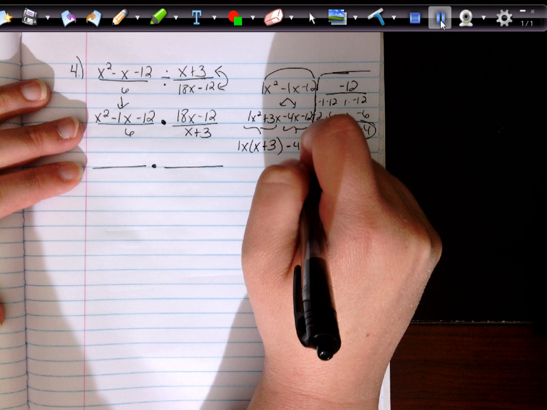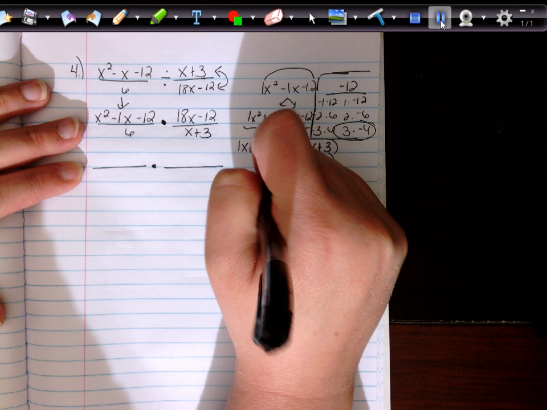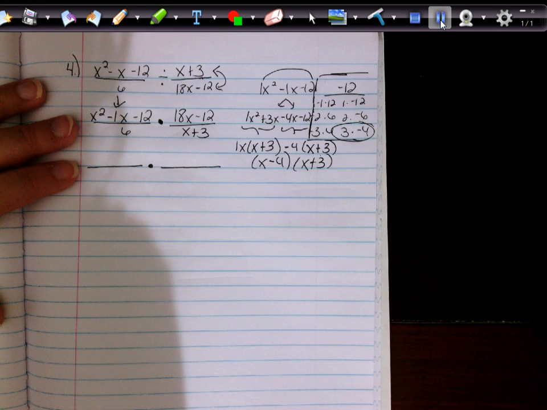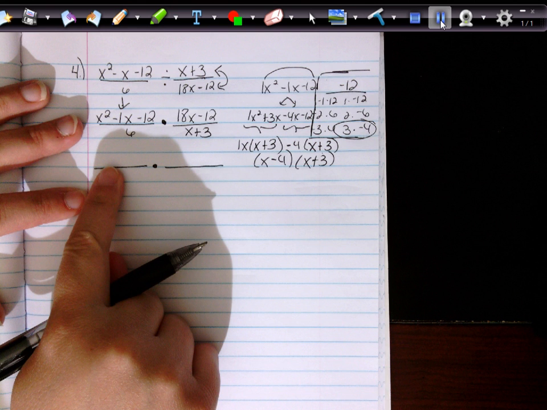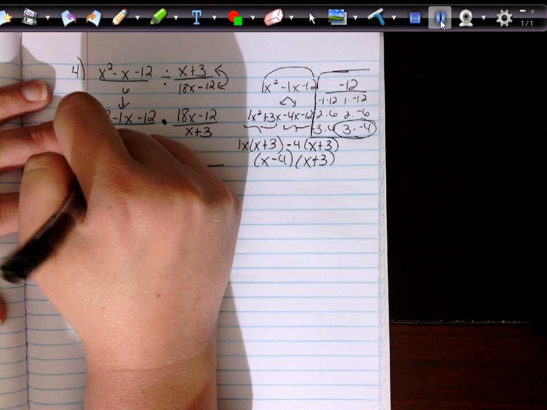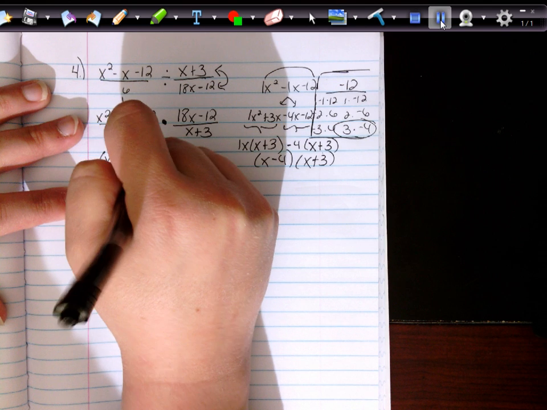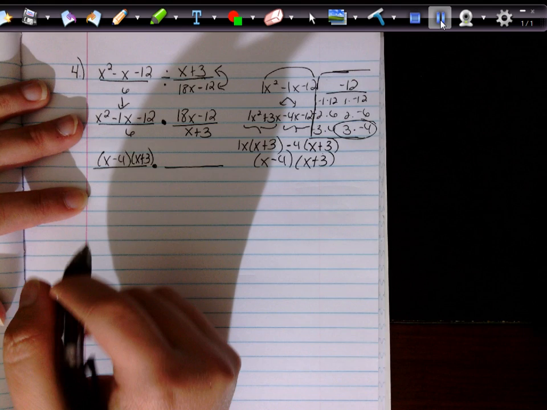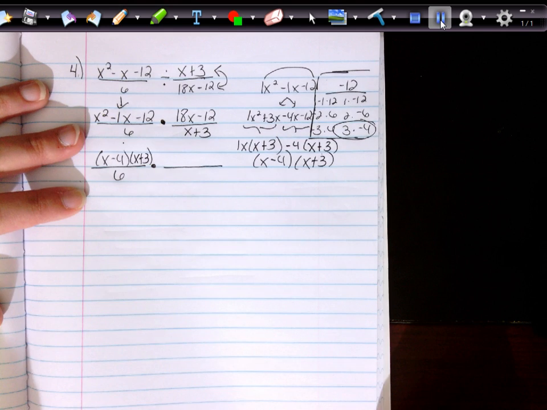So one of these parentheses is going to be x plus 3. The other one is going to be x minus 4, or 1x minus 4. I just left off the 1. So I'm going to go ahead and put that where it needs to go right here. So x minus 4 and x plus 3. Now if I look at the bottom one, all I have is a 6, so I don't have to do anything with that. I can just bring that down.